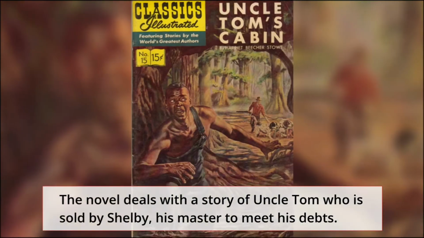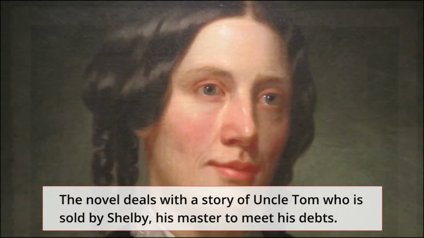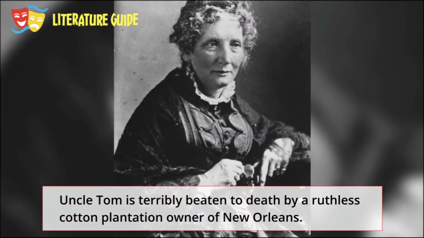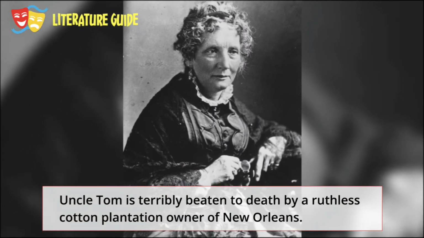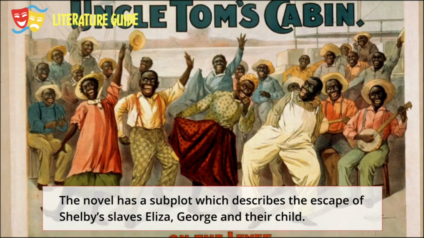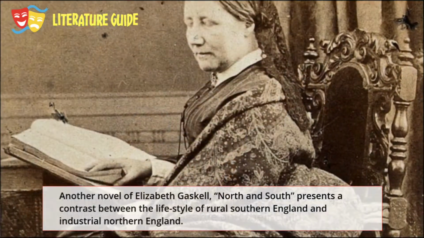The novel deals with the story of Uncle Tom, who is sold by Shelby, his master, to meet his debts. Uncle Tom is terribly beaten to death by a ruthless cotton plantation owner of New Orleans. The novel has a subplot which describes the escape of Shelby's slaves Eliza, George and their child.